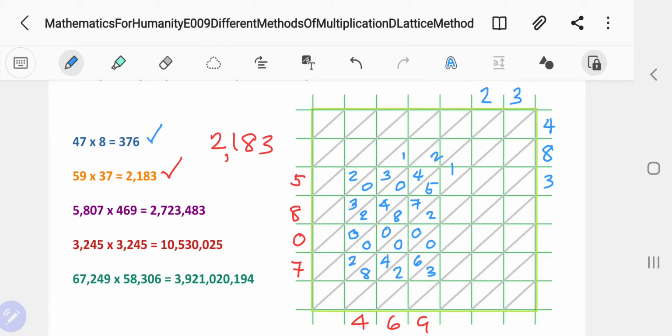So here we have 3 plus 0 plus 3 plus 1 would be 7. So I write 7 here. And then this diagonal has only 2. So that's the answer. So the answer would be 2, 7, 2, 3, 4, 8, 3. So this one is correct. So that's how easy it is to multiply. Even large numbers you can do. So next example.